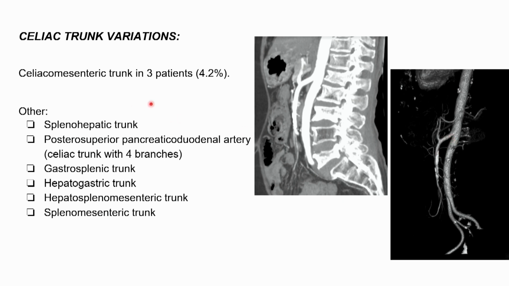Other variations of the celiac trunk that can be seen include splenohepatic trunk, posterior-superior pancreatico-duodenal artery, gastrosplenic trunk, hepatogastric trunk, hepatosplenomesenteric trunk, and the splenomesenteric trunk.